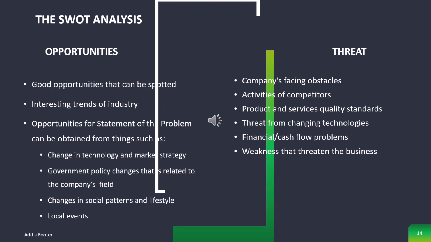Some opportunities that we can see, for example, are the good opportunities that can be spotted, interesting trends of industry, opportunities for the statement of the problem that can be obtained from things such as change in technology and market strategy, government policy changes related to the company's field, changes in social pattern and lifestyle, and of course the local events. While the threats are the obstacles the company is facing: activities of the competitors, product and service quality standards, threat from changing technologies, financial cash flow problems, and weaknesses that threaten the business.